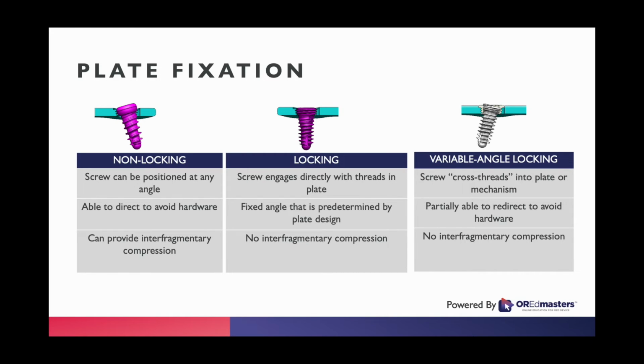And lastly, variable angle locking screws. These screws lock into the plate via another mechanism. Sometimes they are inserts or soft metal that allow the threads on the screw head to engage into the metal or other material insert. With variable angle, the surgeon can choose the angle the screw is inserted and then lock it into place. Again, no compression can be achieved with locking screws.